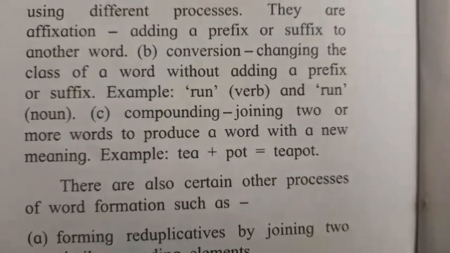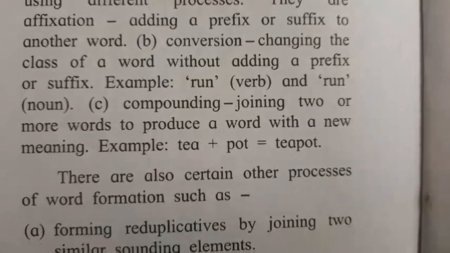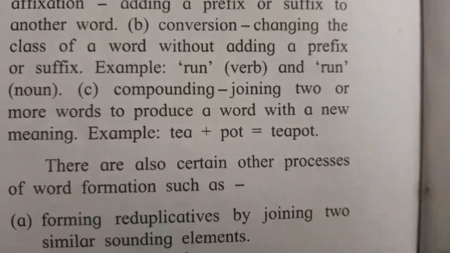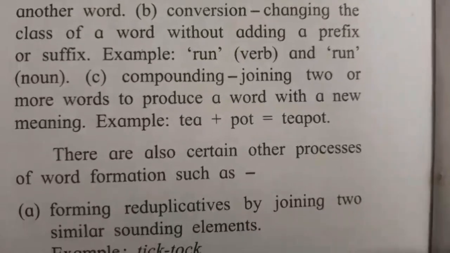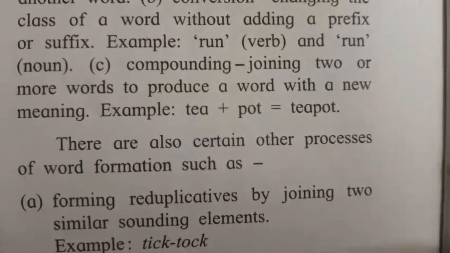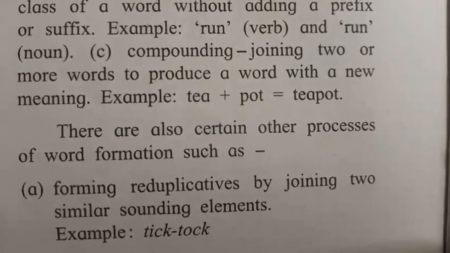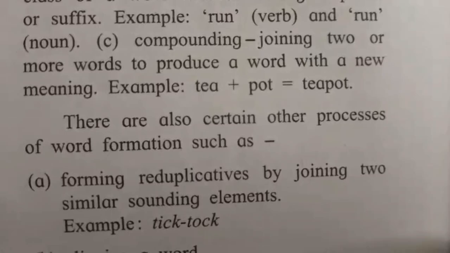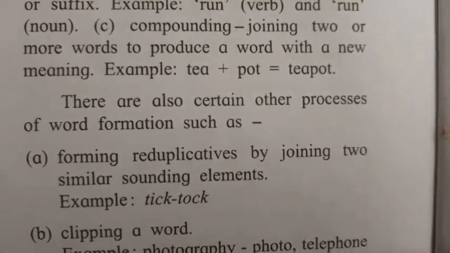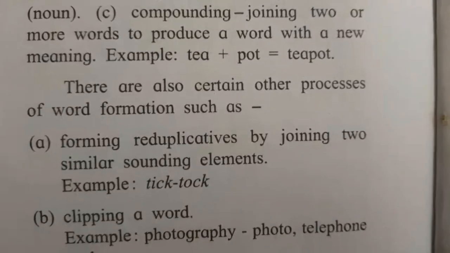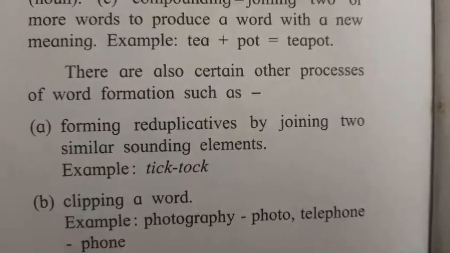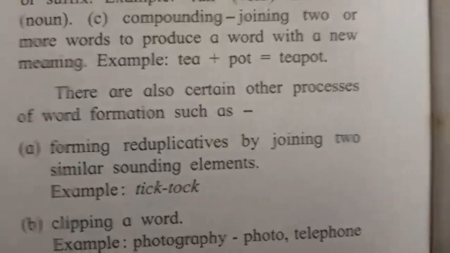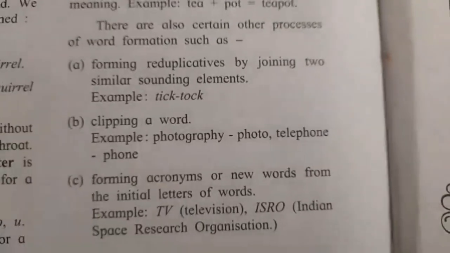They are affixation, which is adding a prefix or suffix to another word. Conversion, which is changing the class of a word without adding a prefix or suffix. Example: run, verb, and run, noun. Compounding, joining two or more words to produce a word with a new meaning. Example: tea plus pot is teapot.